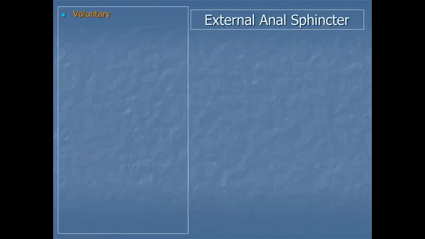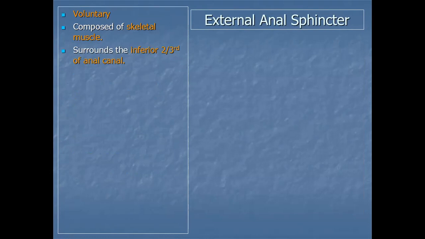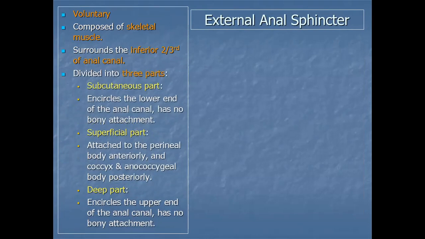So the external sphincter is voluntary, but as we saw, the internal sphincter is involuntary. So the external sphincter is under our control. The internal sphincter is not under our control. So this is voluntary. It is made up of skeletal muscle, and it is divided into three parts.